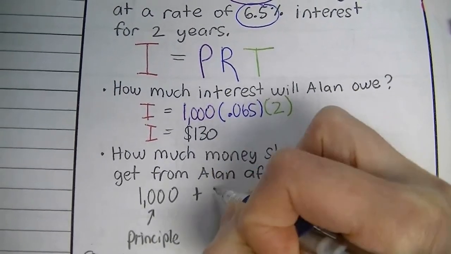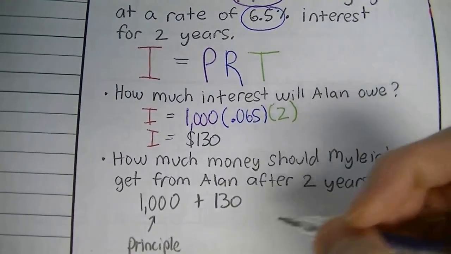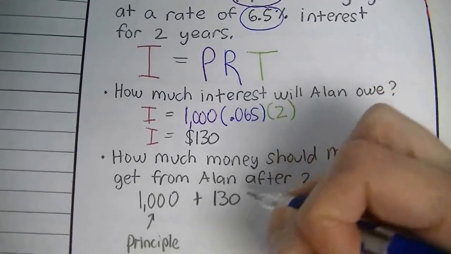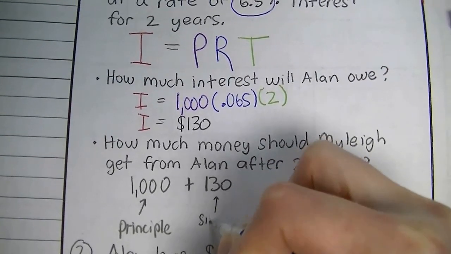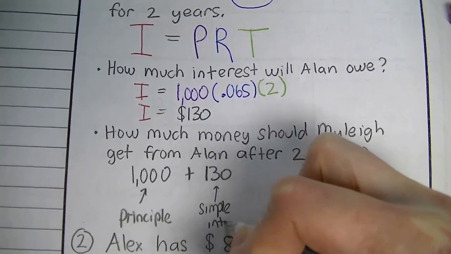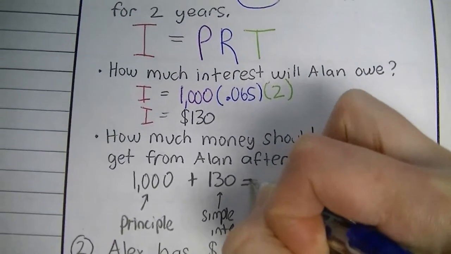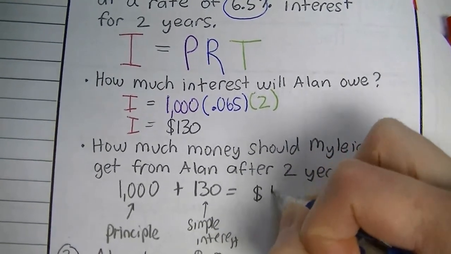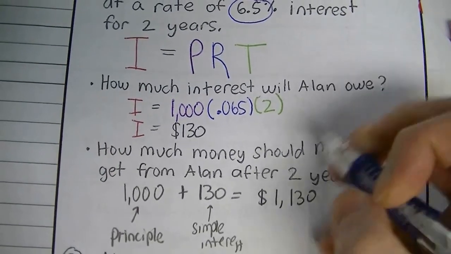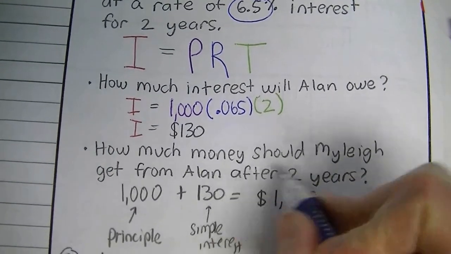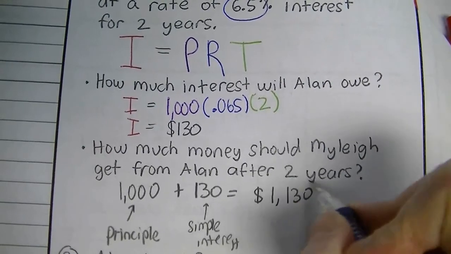And also, she gets that interest right there, because she didn't have access to her money during that time because, you know, Alan had it. Now, right there is a simple interest. And when I add those two together, you'd get $1,130. That's how much Miley should get from Alan after 2 years.